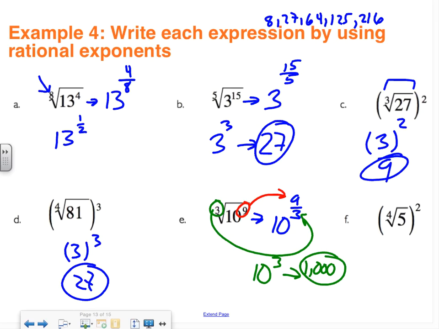Let's take a look at the next one. I don't really know what the 4th root of 5 is. So let's rewrite this one in exponential form. The index is 4. The power is 2. So I'm going to write it as 5 raised to the 2/4 power. I can reduce that to 5 to the 1/2 power, which is the same thing as the square root of 5. And since today we're leaving stuff in exponential form, that's as far as it's going to go.